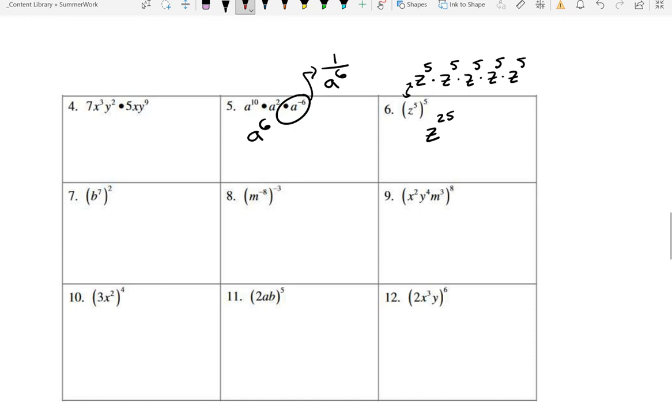Last one I'll do in this section. If you're raising a whole group of things to a power, remember each one is raised to that power. So this one would be x to the 16th, y to the 32nd, m to the 24th.